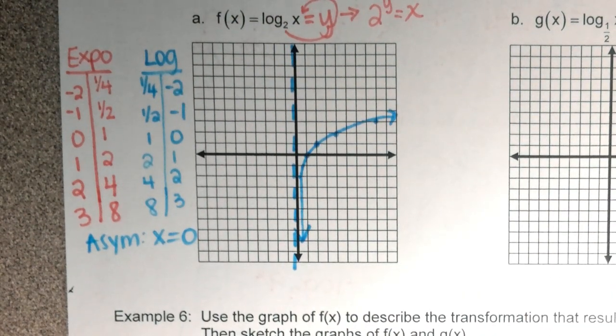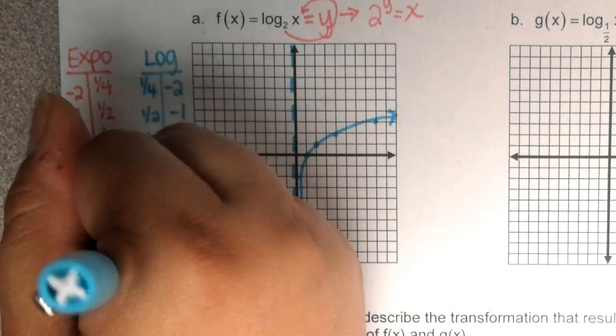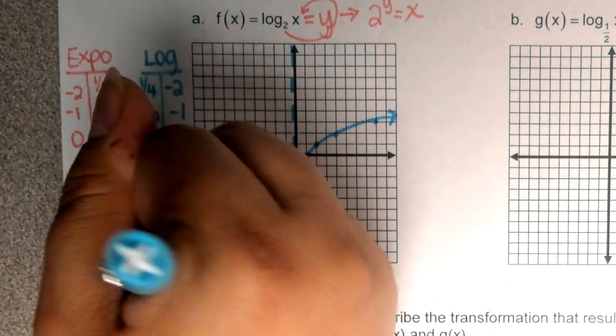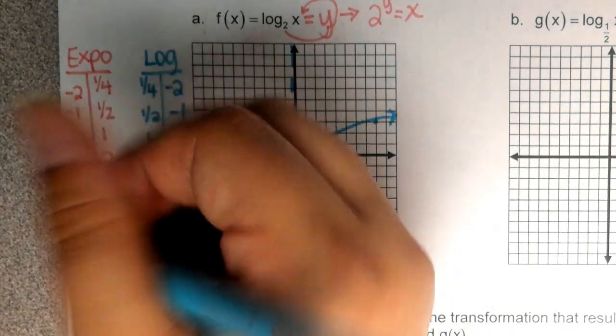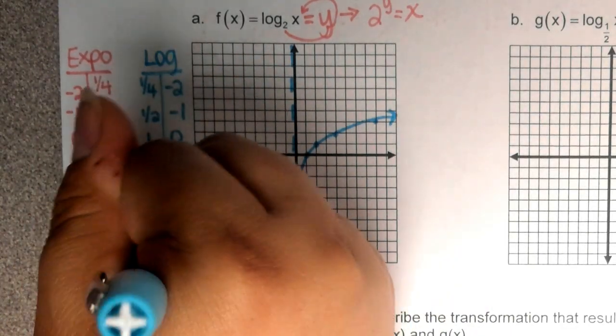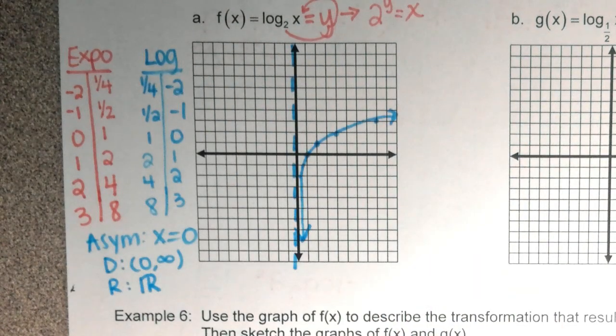What is the domain here? 0 to infinity. Or x such that x is greater than 0. And what's my range? So for exponential, your domain was all real numbers. For a log, your range is all real numbers.